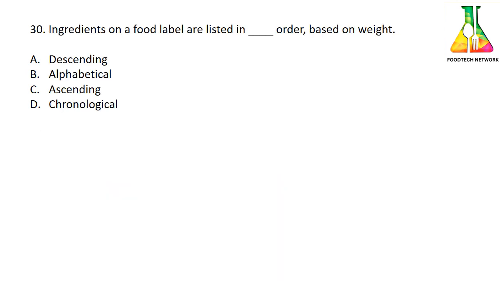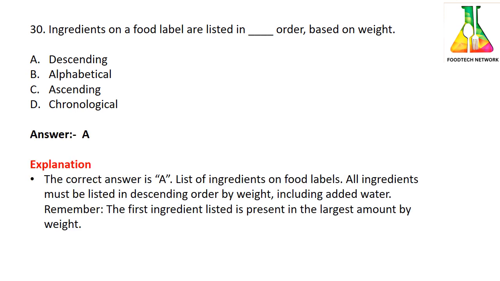Number 30, which is our last question. Ingredients on a food label are listed in dash order based on their weight. Option A, descending. Option B, alphabetical. Option C, ascending. And option D, chronological. Option A, that is descending order.